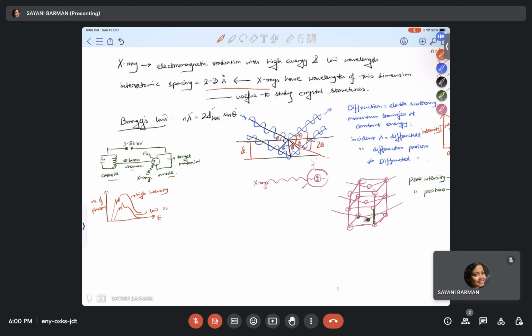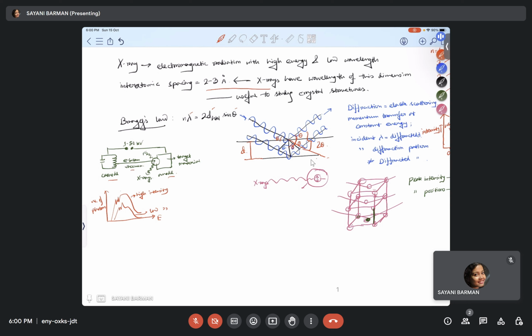So, the alternative name for the powder one is polycrystalline solid. Now, I have already told you why single crystal XRD and PXRD are used. Single crystal XRD is for single crystals and powder XRD is for polycrystalline materials, right?